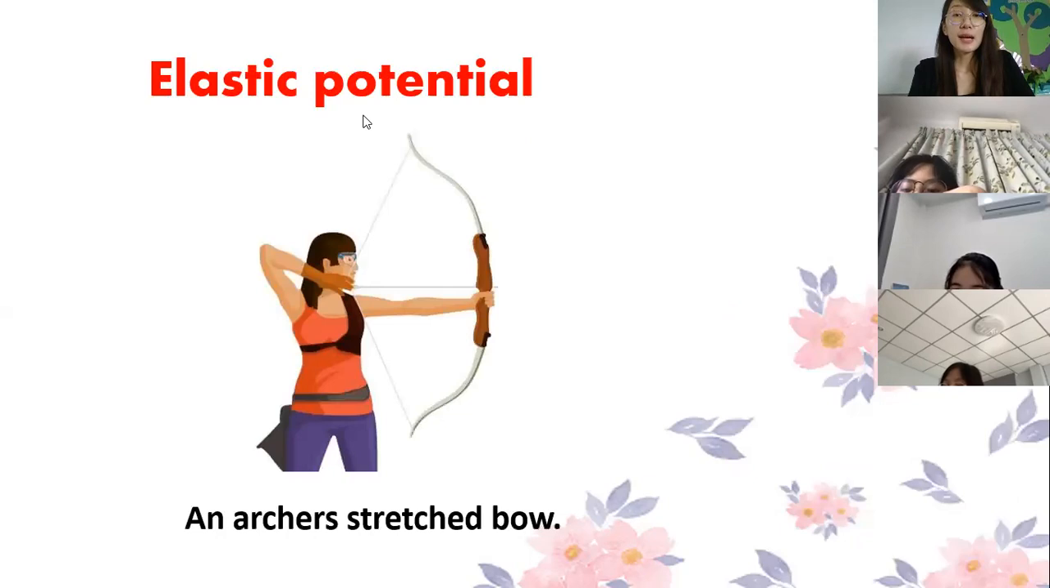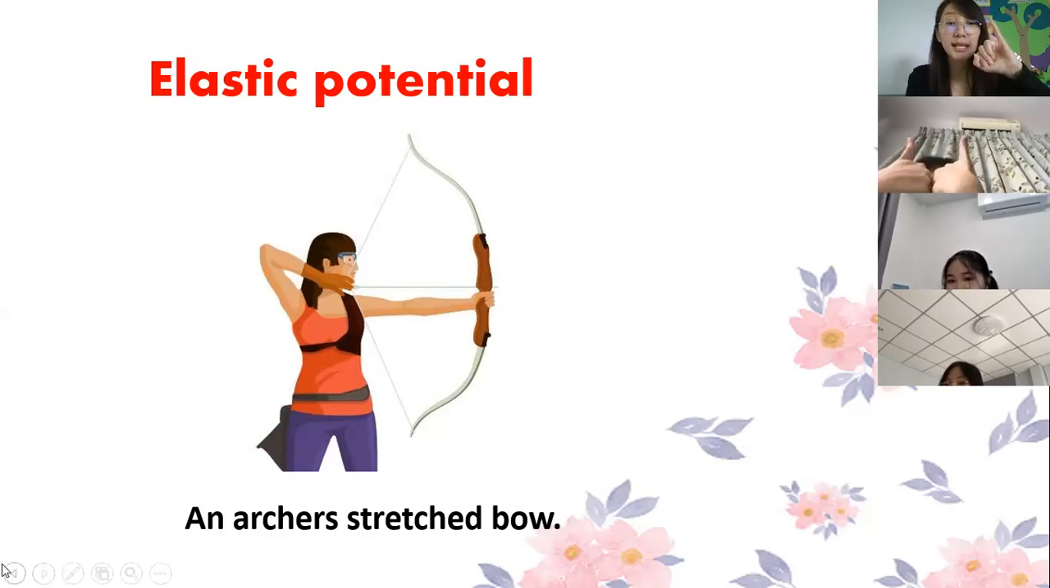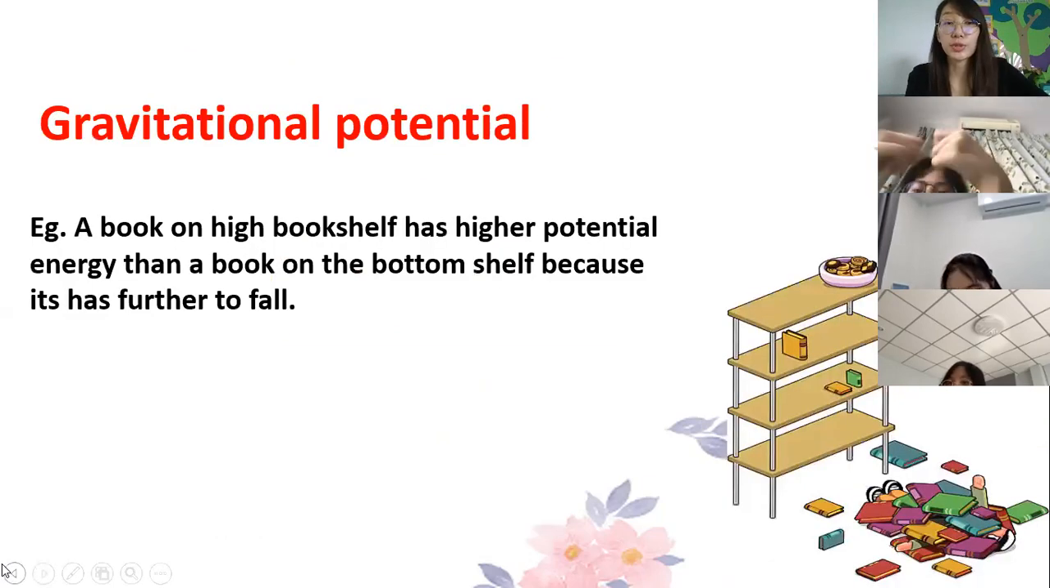Let's see another example of elastic potential energy: an archer stretching a bow. When an archer stretches a bow, what happens when he releases it? It goes back to its normal size, right? The stretchiness, the elasticity of an object, is known as elastic potential. Understand? Elastic, and one is gravitational potential.